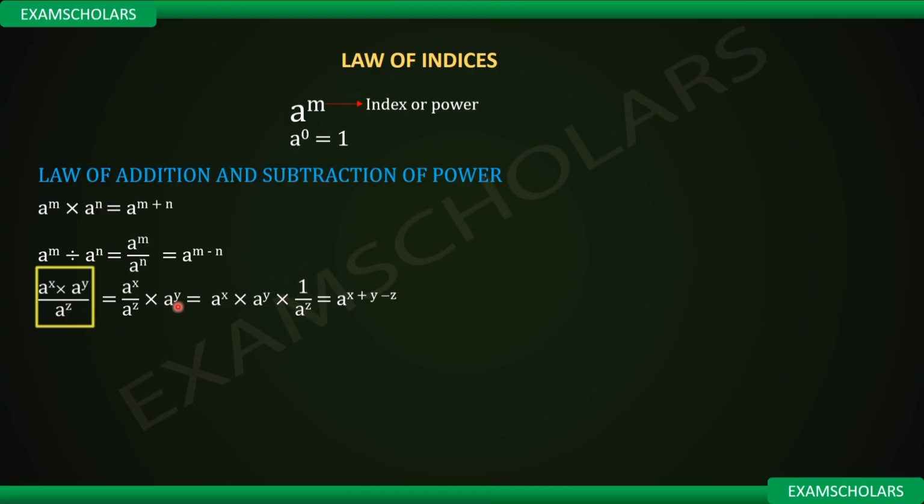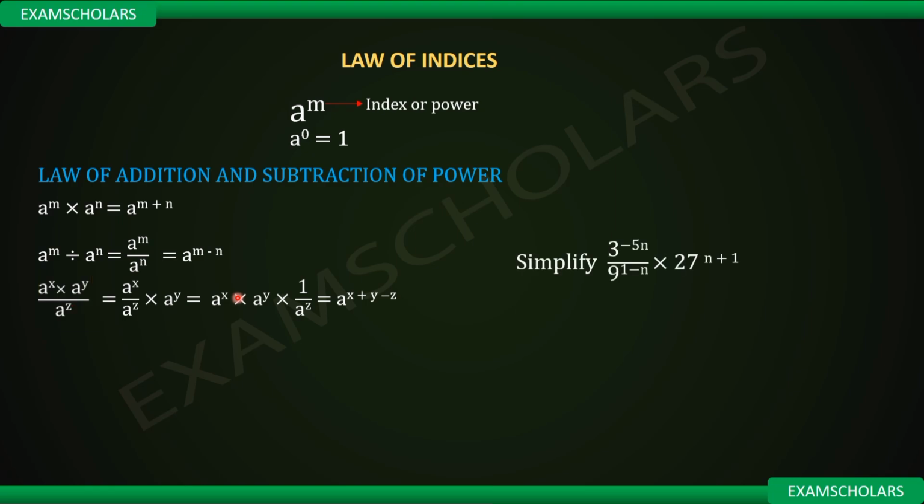So I'm rewriting this in different ways. Well, let's apply the law of indices. When you see something like this, it means you can add and subtract their powers, isn't it? So you have x plus y, because we have multiplication here, and you have this one as a denominator, minus z. x plus y minus z. So we've combined these two laws and we can start using them, isn't it?